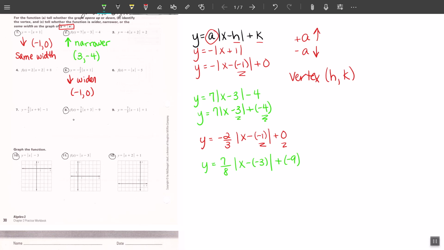All right, so we've got a positive 7/8, so we know it's going to open upward. It is 7/8. 7/8 is a fraction that is less than 1, so we know that this is going to be wider than our parent function. And we can see that our vertex then is -3, -9. That's going to be a minimum because this graph is going to open upward. That vertex is going to be the lowest point on this graph.